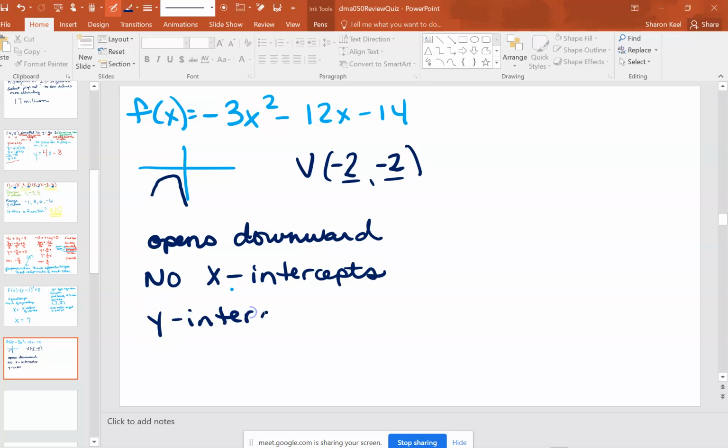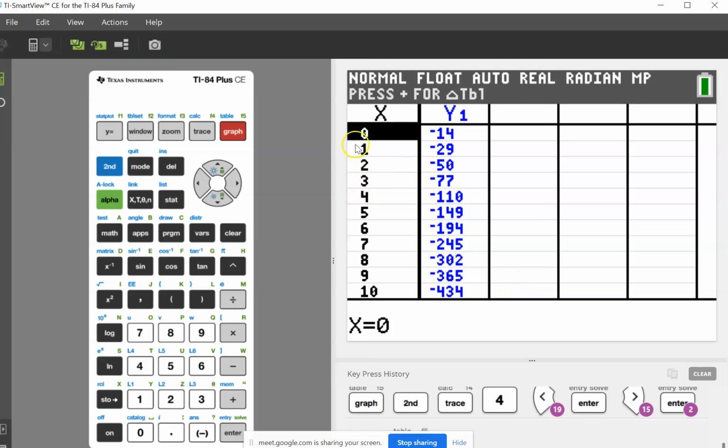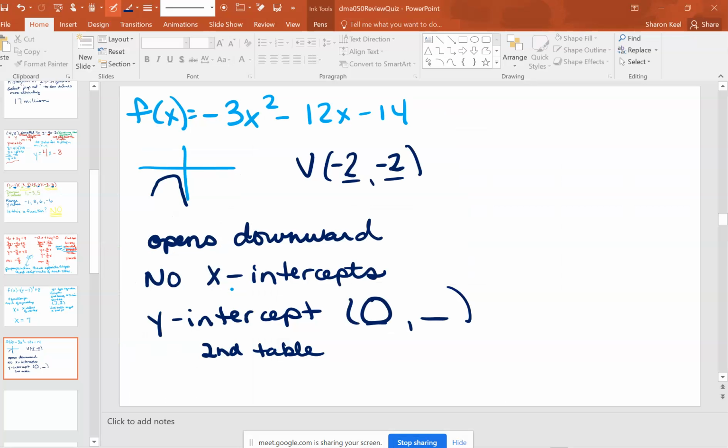However, when it asks me for the y-intercept, I'm going to do second table and look for when x is 0. So back on the calculator, second table, where it crosses the y-axis is when x is 0. So it's the ordered pair 0, negative 14. After you do second table, you look for x being equal to 0, and that's going to give you your solution for y.